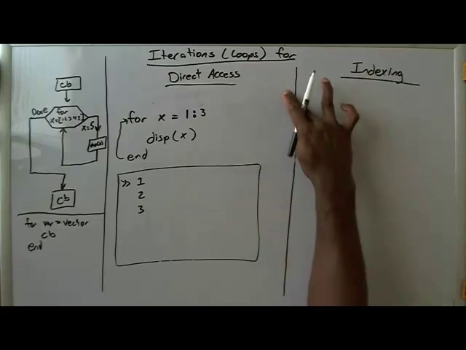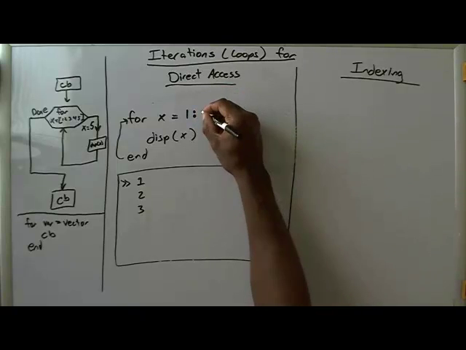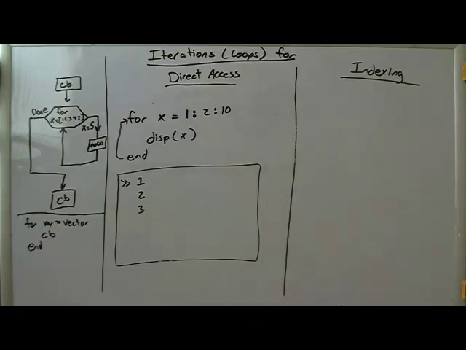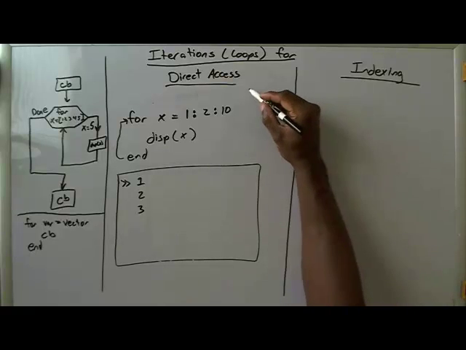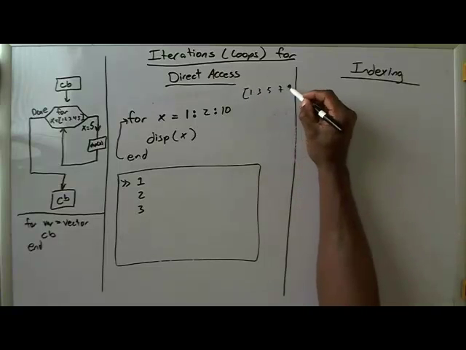It'd be the same thing if instead of 1:3, let's say it's start step stop, 1:2:10. Okay, so in that case, if it's 1:2:10, then you've got the vector 1, 3, 5, 7, 9.